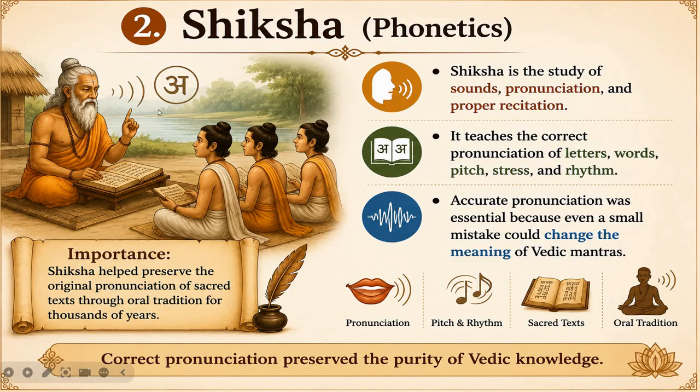Here you can see the sound waves and the Sanskrit symbol. It emphasizes the importance of correct pronunciation in ancient Indian education. Here you can see the main features of the Shiksha. These explain that Shiksha teaches the correct pronunciation of the letters, words, pitch, stress, and rhythm. These elements were essential for the accurate recitation of the Vedas and other sacred texts. The image also emphasizes here that even a small mistake in pronunciation could change the meaning of a Vedic mantra.